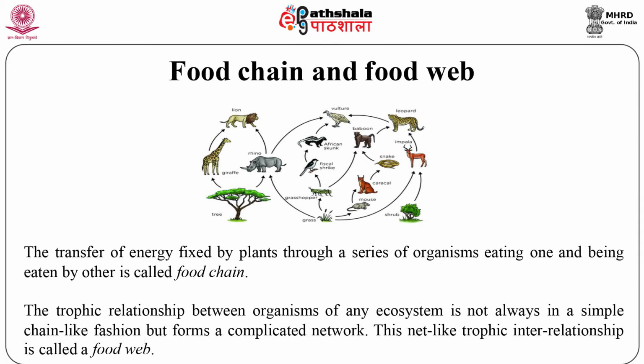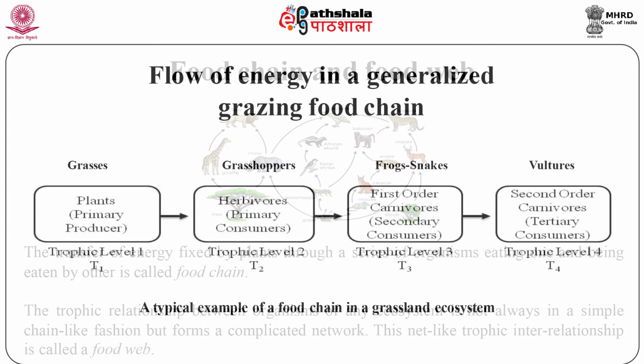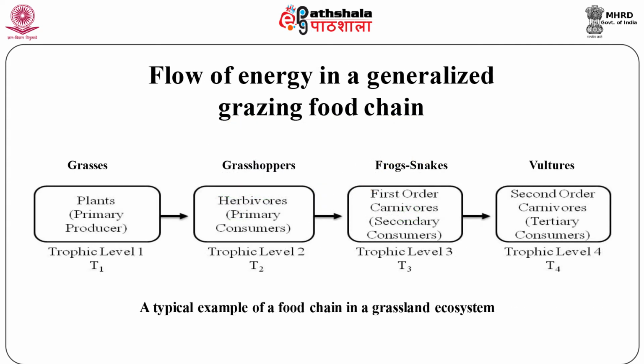Food chain and food web. A large number of microscopic phytoplanktons and other macrophytes perform the primary job of energy fixation. They, the primary producers, are eaten by herbivores, which are further eaten by carnivores or predators in different ecosystems. This slide shows the flow of energy in a generalized grazing food chain. The transfer of energy fixed by plants through a series of organisms, eating one and being eaten by another, is called a food chain. A typical example of a food chain can be traced in a grassland ecosystem.